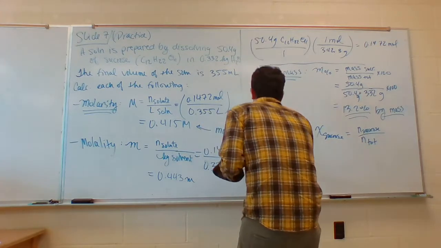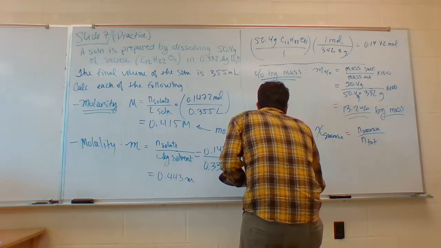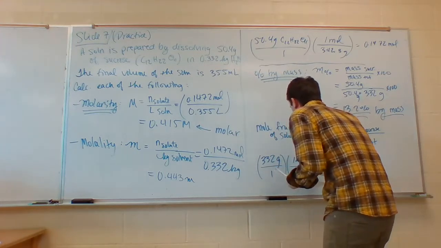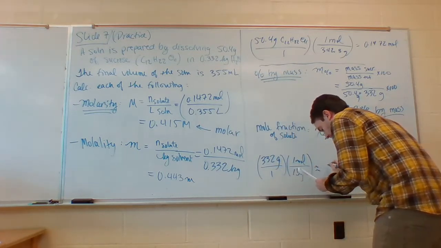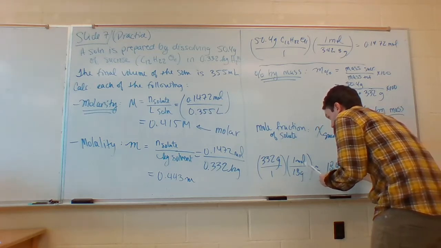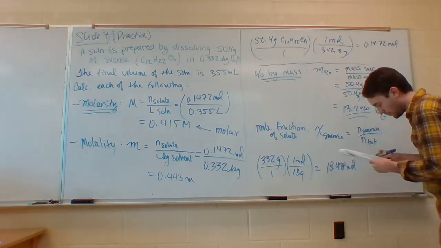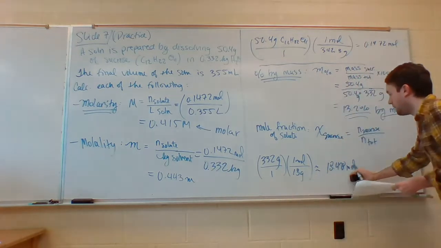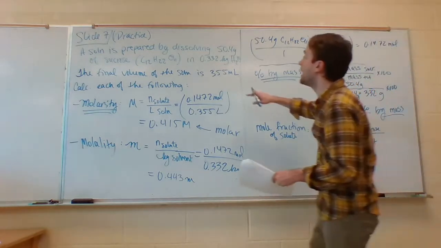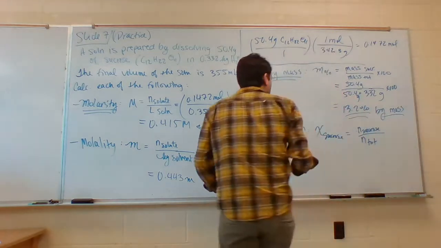we will take our 332 grams of water. There's roughly 18 grams per mole. So you're going to get 18.428 moles, give or take. And so you have 18.428. You then add that 18.428 plus your moles of sucrose to get your moles total.